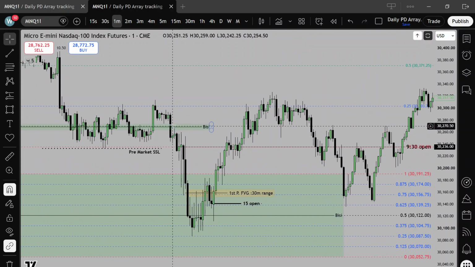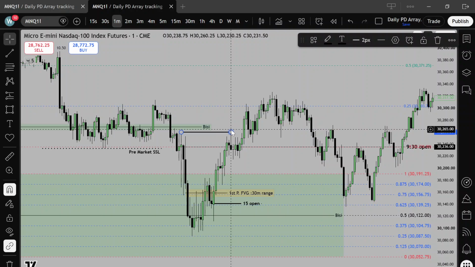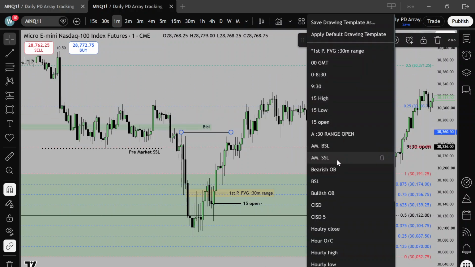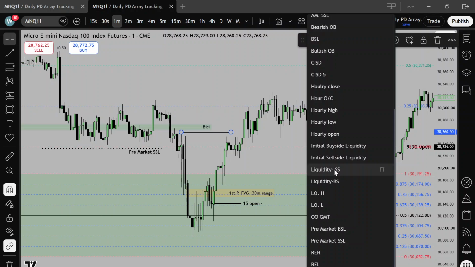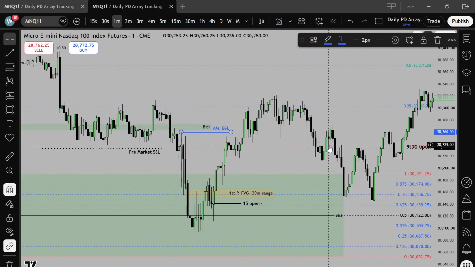So during 9:30, obviously, if this is our 9:30 open right here, this right here is going to be our AM so far to current time. Where did I have it? AM, that's going to be our AM buy side liquidity currently.